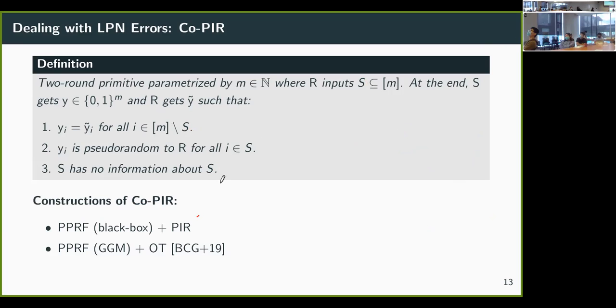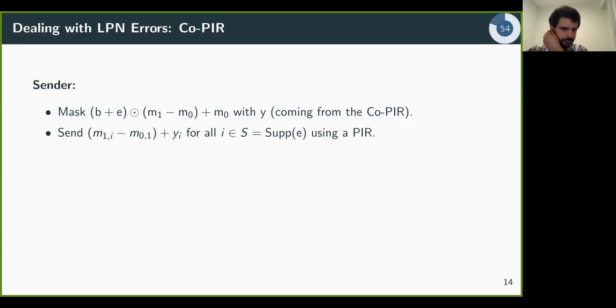Okay. So we can build this primitive from puncturable pseudorandom functions and PIR. And actually, this work of Boyle et al. built something very similar from puncturable PRFs based on GGM together with OT. So how can we use this to correct the errors? Well, both the receiver and the sender will run a co-PIR where the receiver's input corresponds to the support of the error vector.